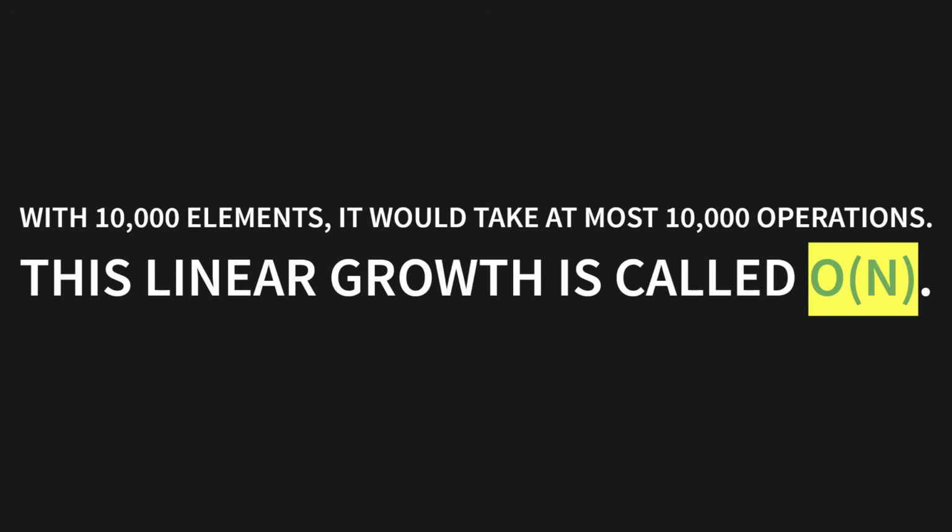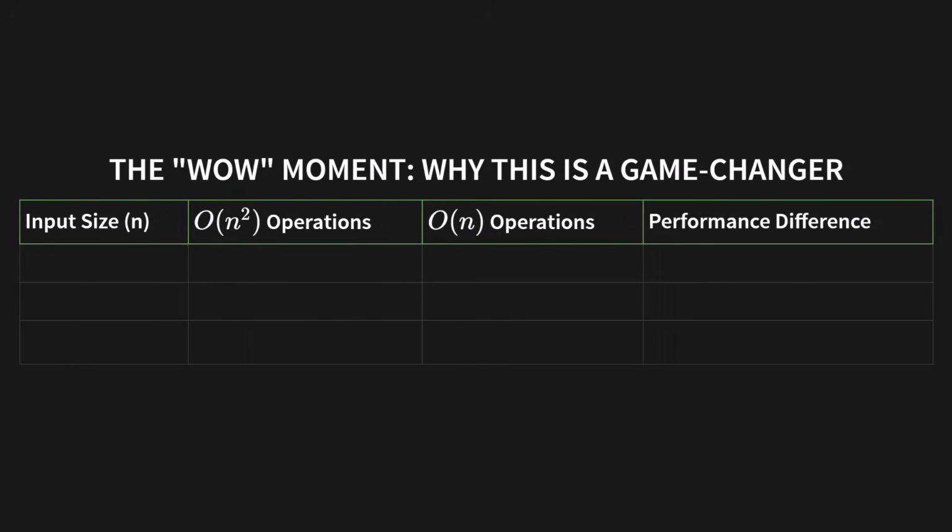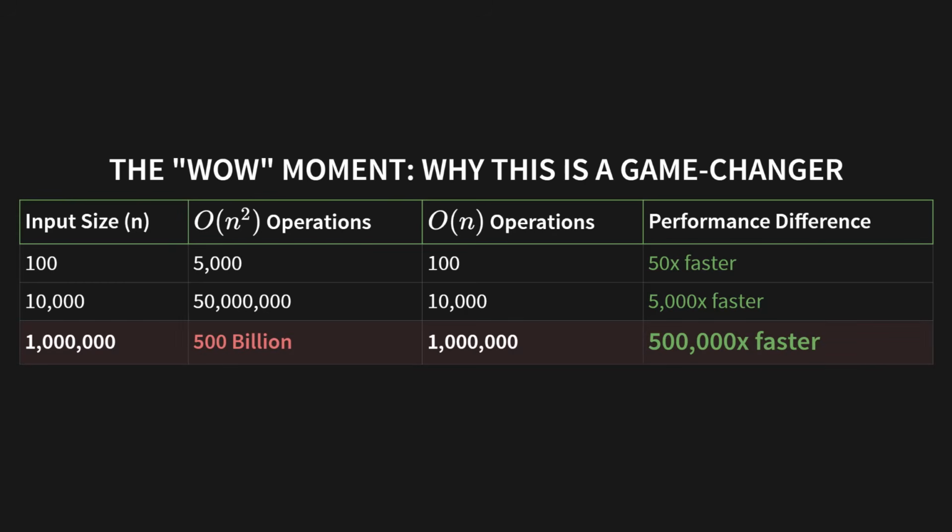With 10,000 elements, it would take at most 10,000 operations. This linear growth is called O(n). Now here's the wow moment. This is why this is a game changer. Look at this table. With an input size of 100, the O(n) solution is 50 times faster. When we get to 10,000 elements, it's 5,000 times faster. And for 1 million items, the O(n) solution is 500,000 times faster. It's just staggering.